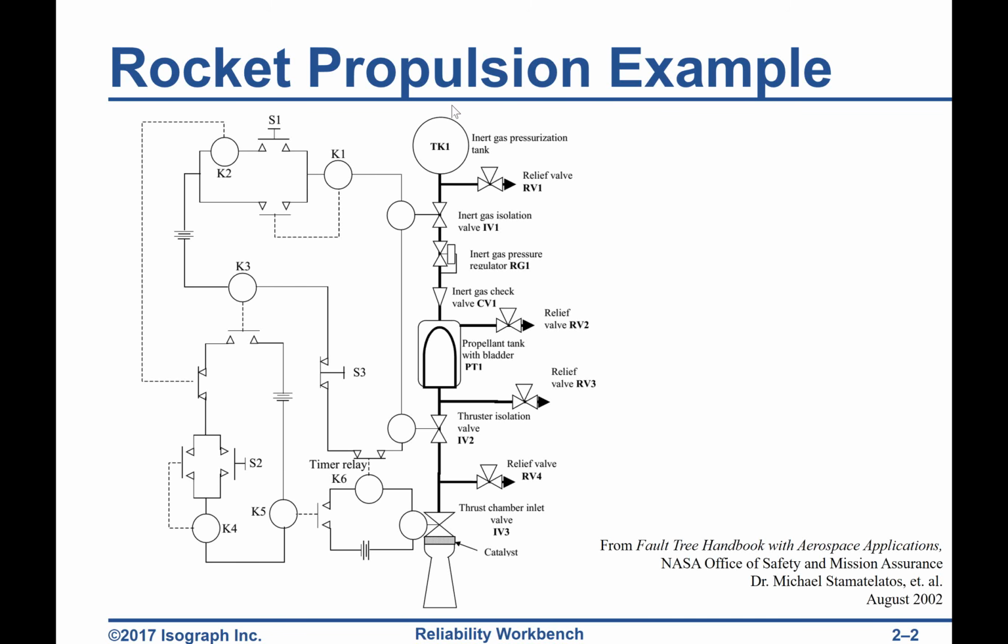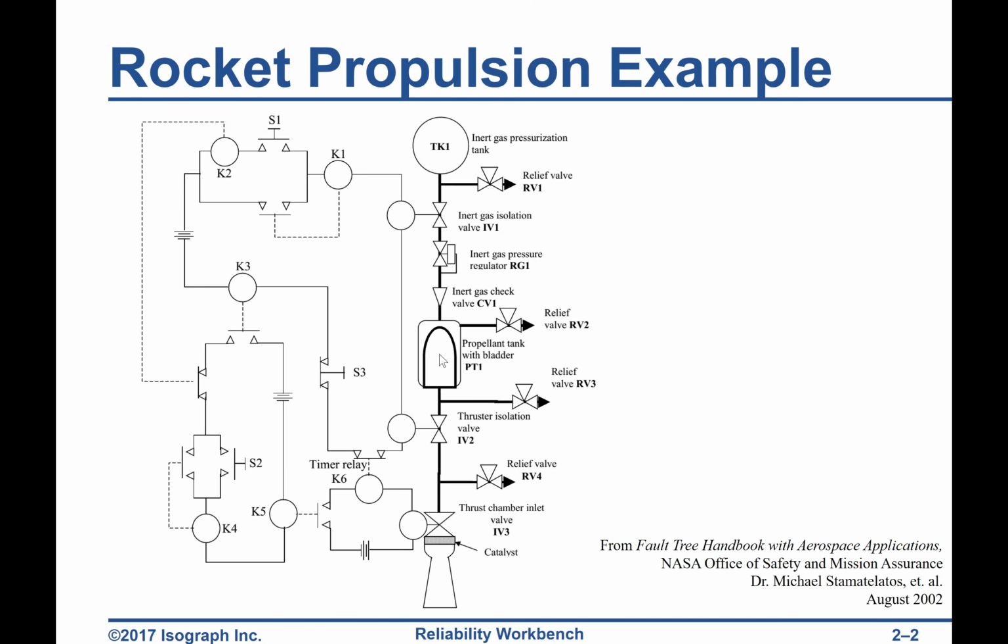The way the monopropellant rocket propulsion system works is we store inert gas in this pressurization tank up at the top. When we open up these isolation valves, the inert gas pushes on our propellant tank. The propellant is stored on one side of the bladder, and there's space on the opposite side for the inert gas, so the bladder can change in shape to allow the inert gas to push the propellant out through a thruster isolation valve, the thrust chamber inlet valve, into the rocket engine.